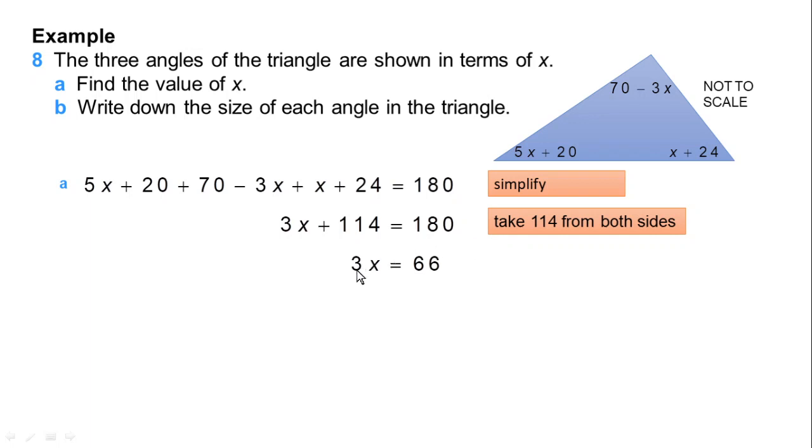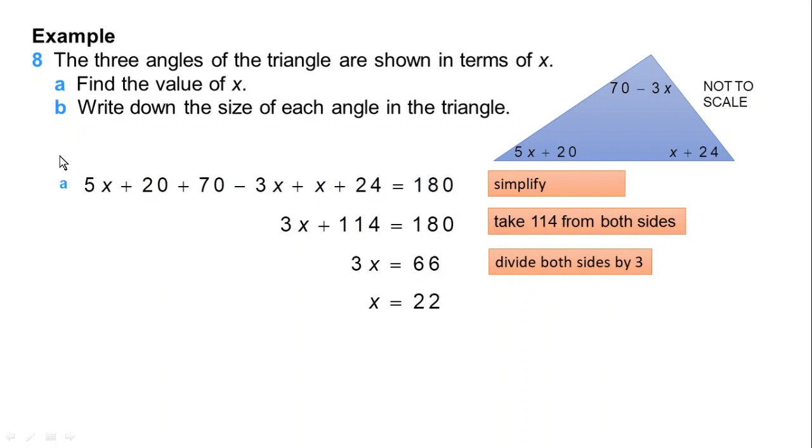Okay, and then I need to remove that 3, which is together with x, so that I can make x the subject of the formula. So if I divide both sides by 3, it will become x is equal to 22.